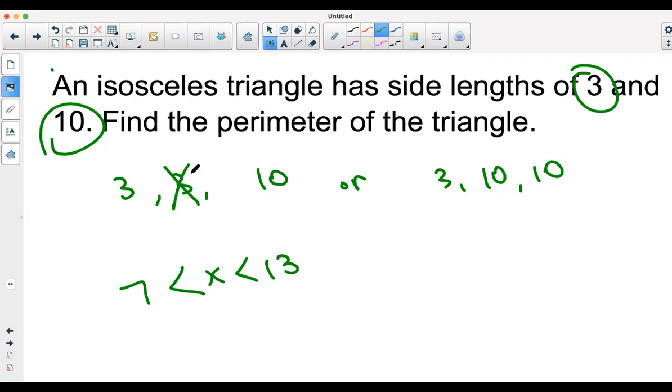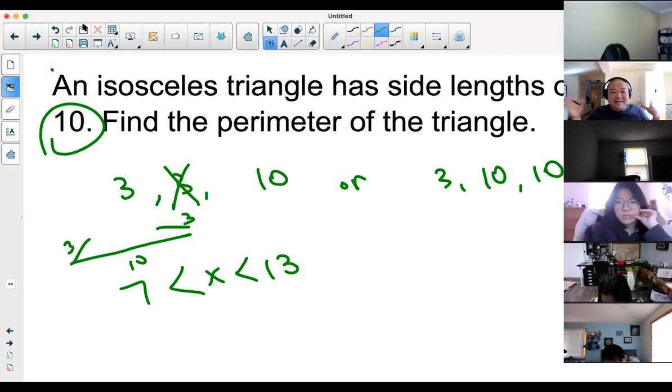In fact, if you have 3, 3, 10, then this cannot be a triangle, because if that's 10, that's 3, that's 3, they cannot even meet. It's like a little penguin. I cannot make a triangle. My arms are too short. You guys don't get it, do you? It's okay.